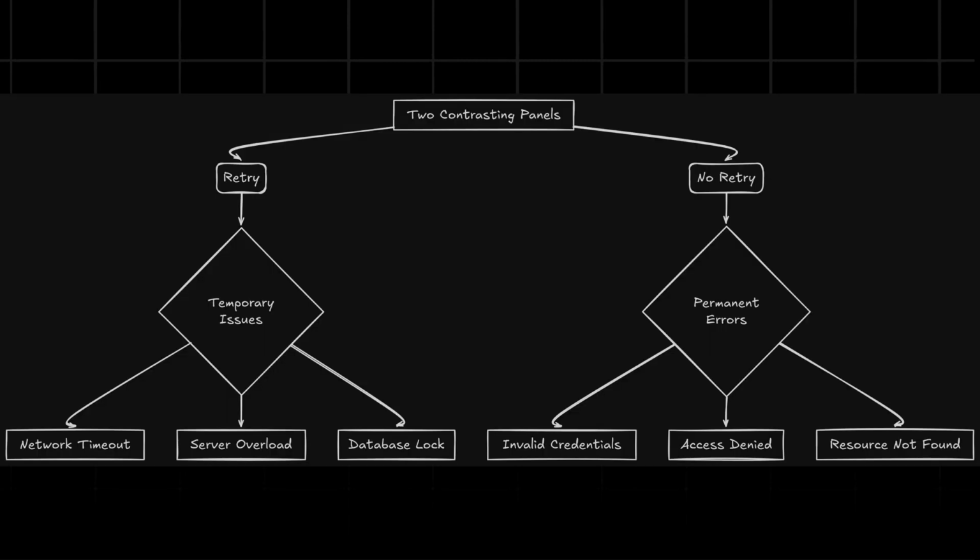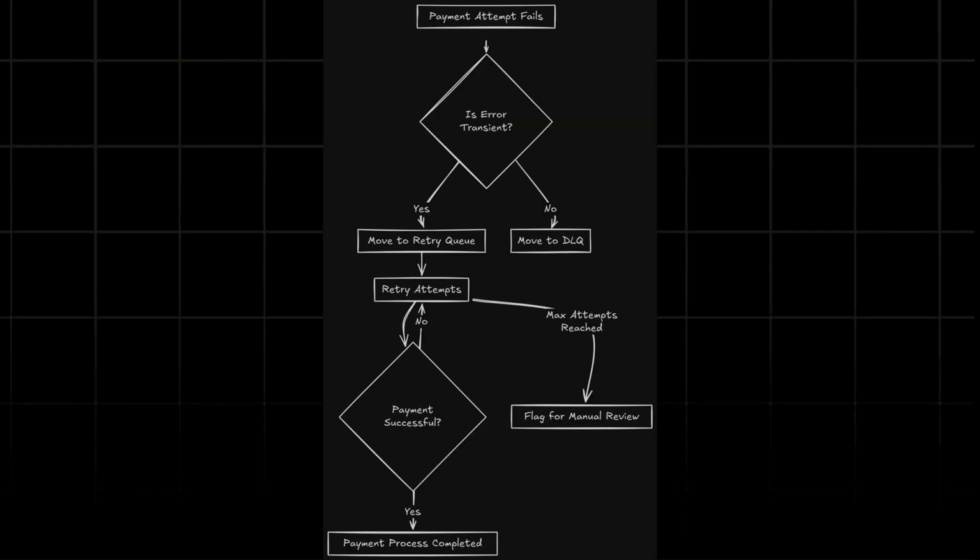Not every failure should trigger a retry. If you encounter a network timeout or momentary bank outage, a retry might solve the problem, but if the failure is due to a permanent issue like insufficient funds or expired card details, a retry would be futile. So a smart system evaluates the error type and only retries when there is a reasonable chance of success. Here's a simplified breakdown of the retry process.